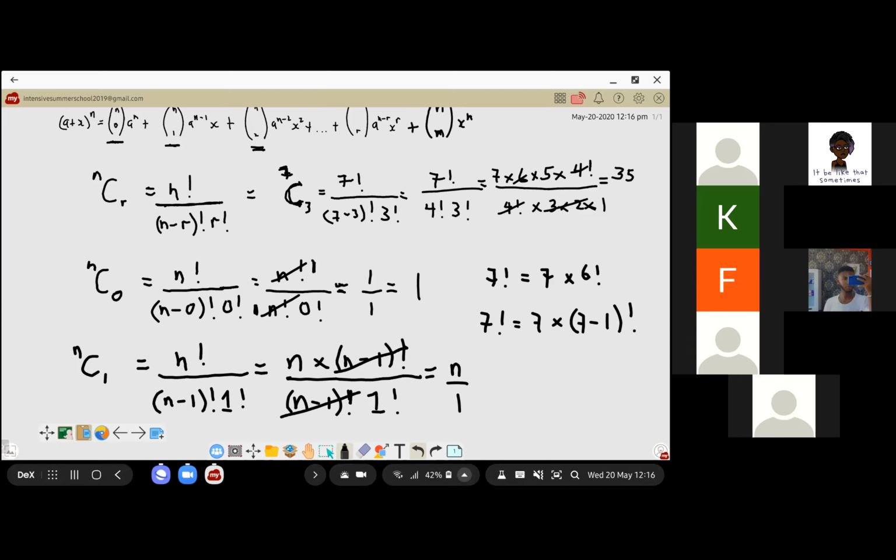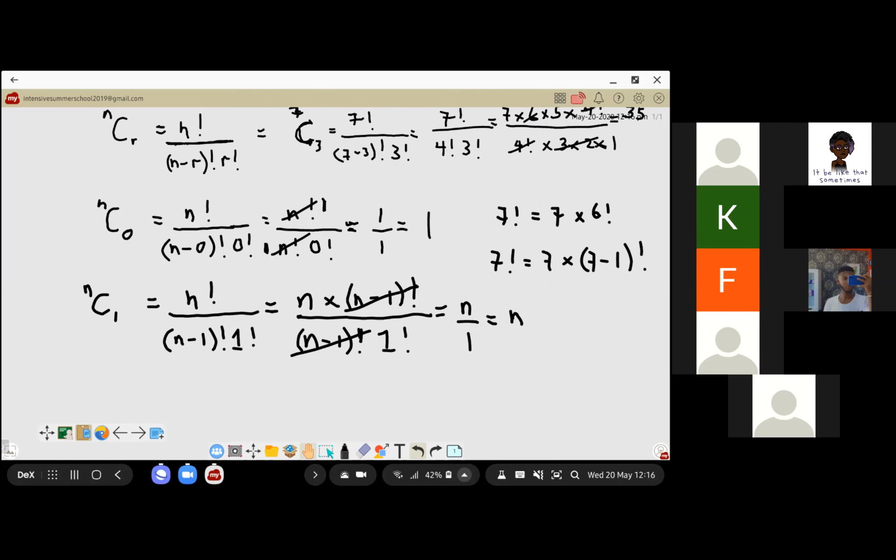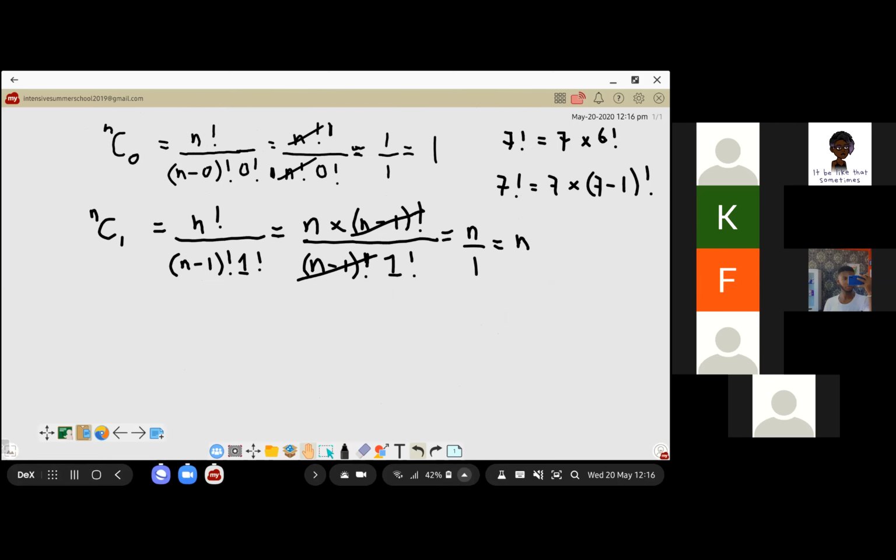n over 1, which is the same as what? n. Are you following? Yes, sir. Okay. So let's go to the next one. n combination 2. So we are going to do n combination 2, the same thing we are doing. So n combination 2 is going to give me what?